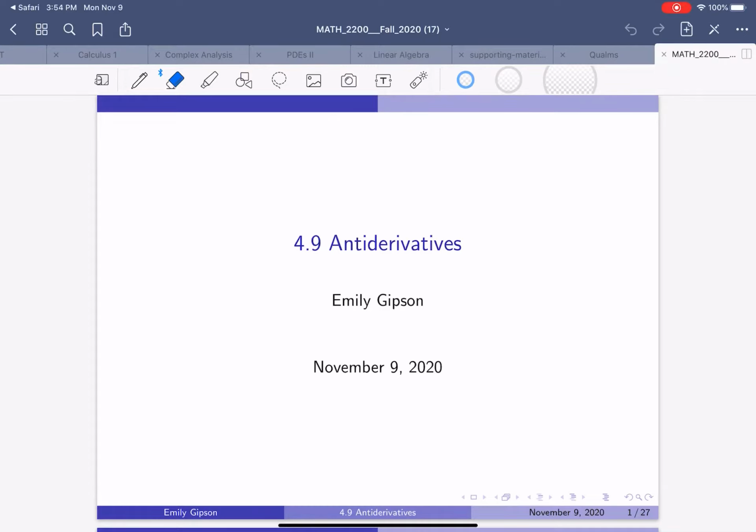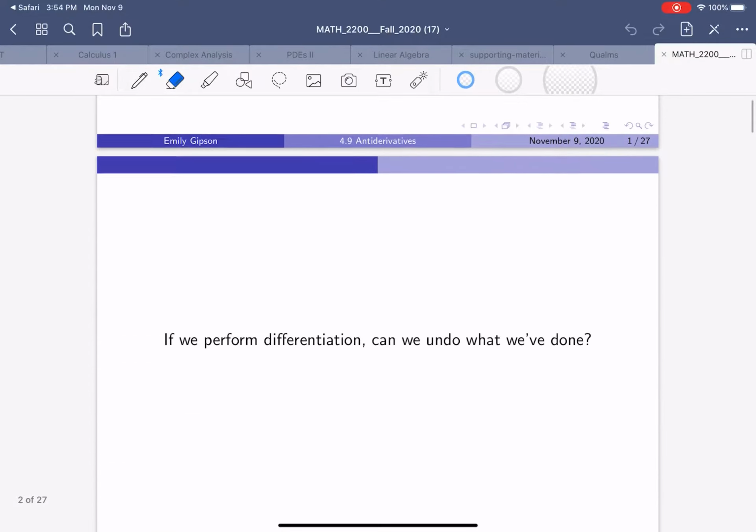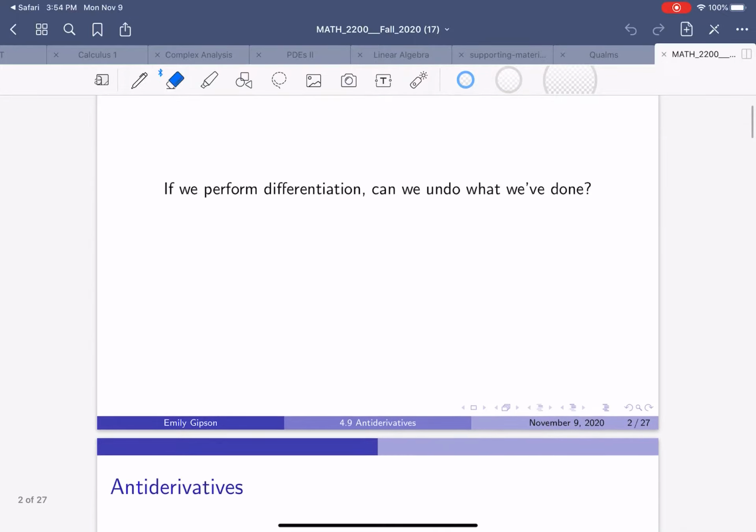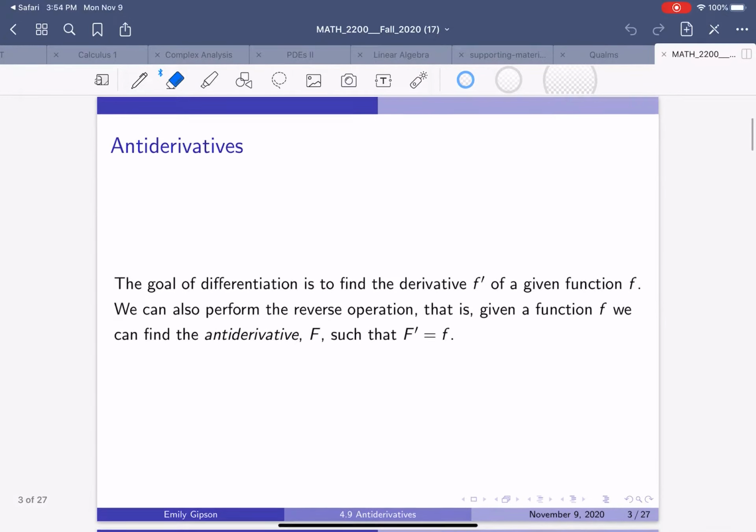Good afternoon. Today we're going to be talking about section 4.9, antiderivatives. So if we can perform differentiation, can we undo what we've done? As in, can we work backwards from what we just did? And the answer is yes.